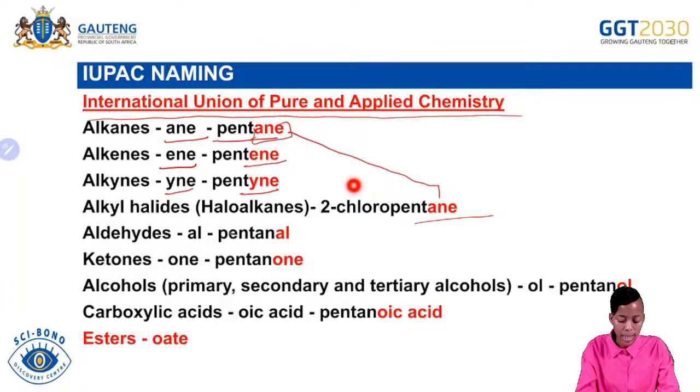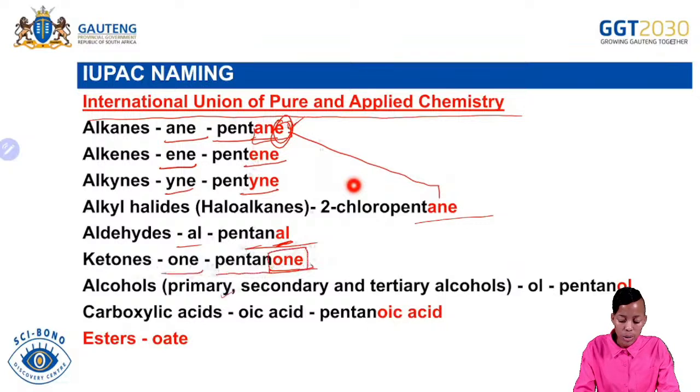Then the haloalkanes, as we can see here, have the same name ending as the alkanes. Then aldehydes: if it was an alkane, we are just removing the e and replacing it with al. And then again, ketones. If it was an alkane, you are going to remove the e, and instead of having pentane, you'll have pentanone. So you are removing the e and replacing it with one.